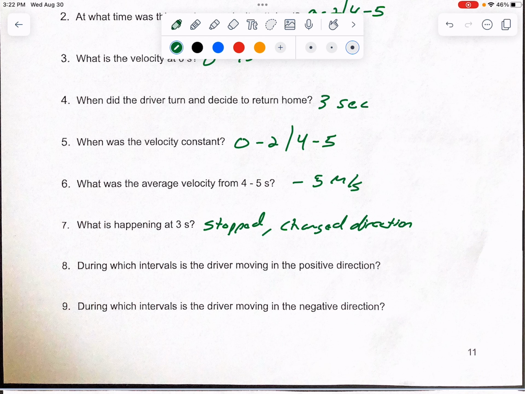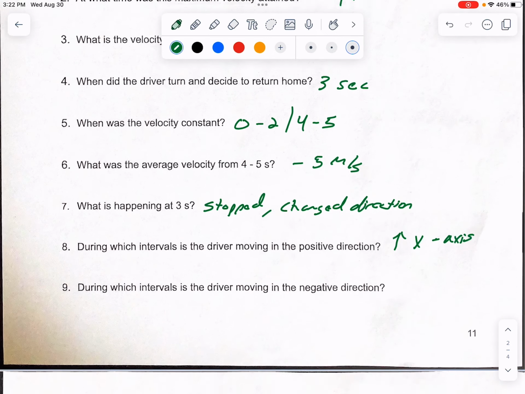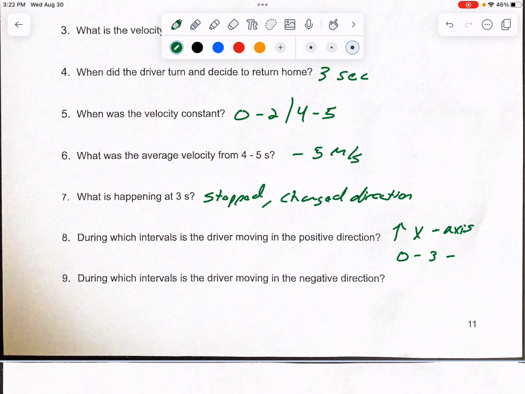Okay, during which intervals is the driver moving in the positive direction? So that means you're looking for above the x-axis. So when are you above the x-axis? That would be from 0 to 3 seconds. So 0 to 3 seconds.